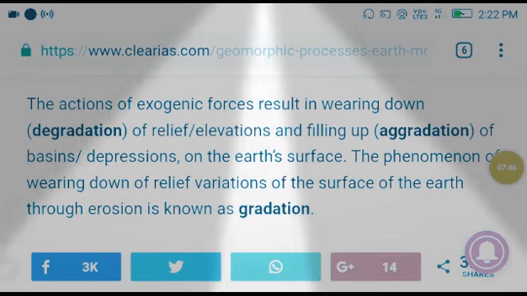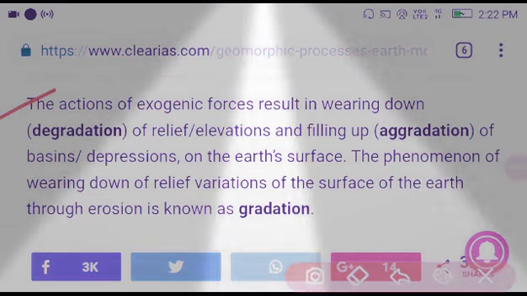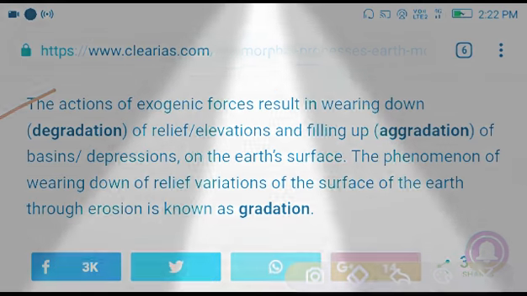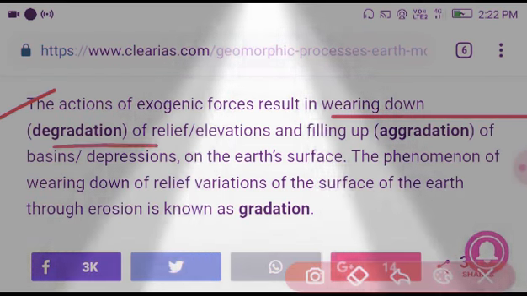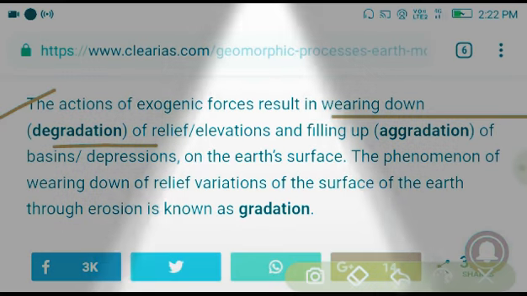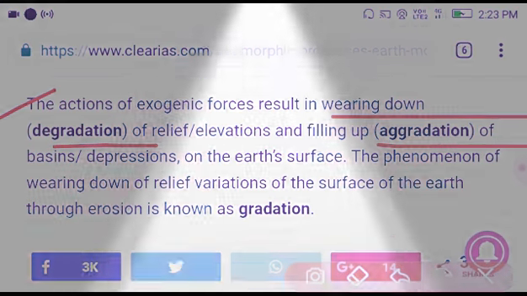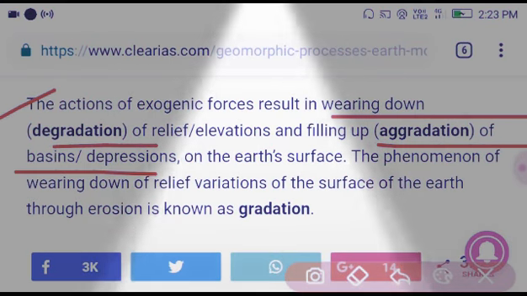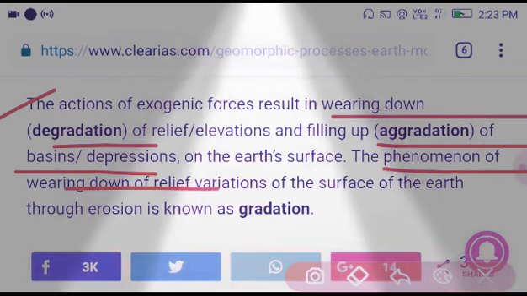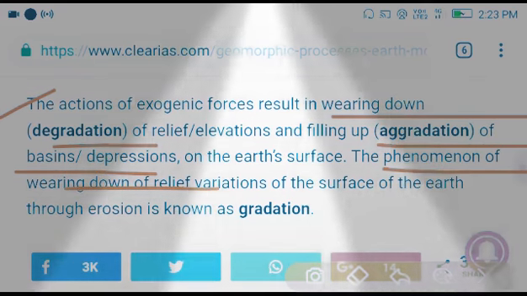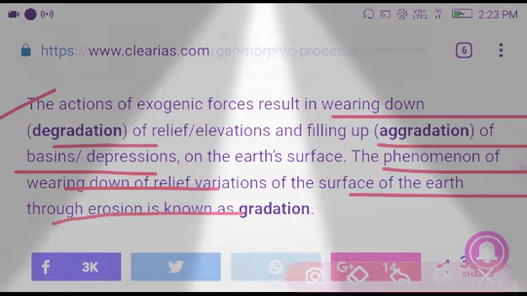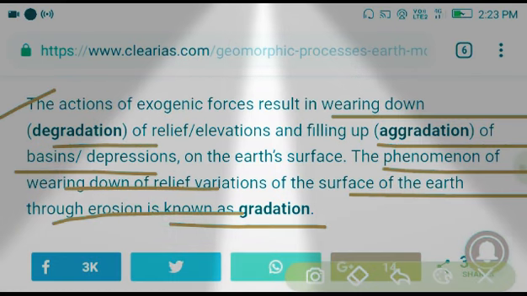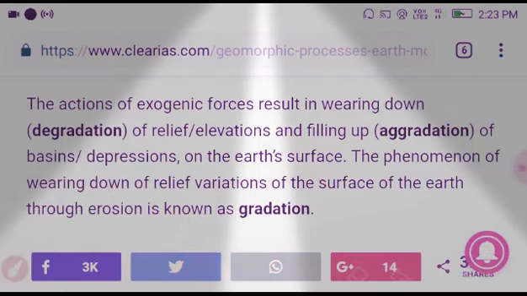The action of exogenetic forces results in wearing down, degradation (please remember), of relief, and elevation filling up, aggradation, of basins and depressions on the earth's surface. The phenomenon of wearing down of relief variations of the surface of the earth through erosion is known as gradation. Erosion is also known as gradation.